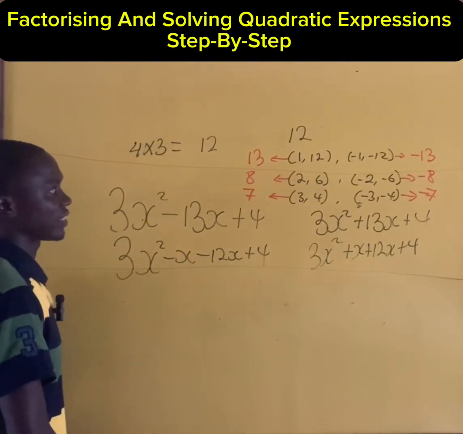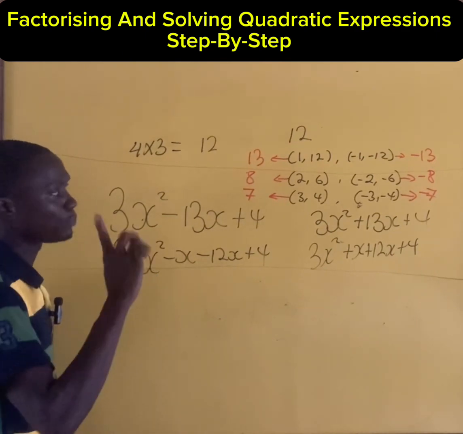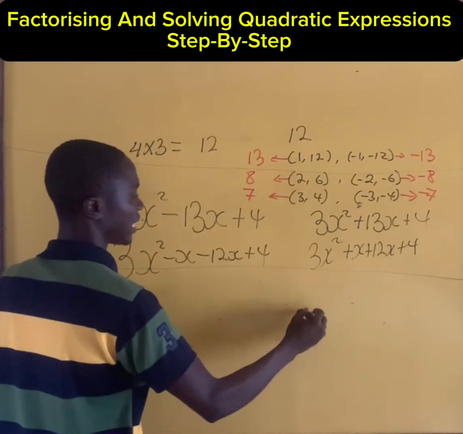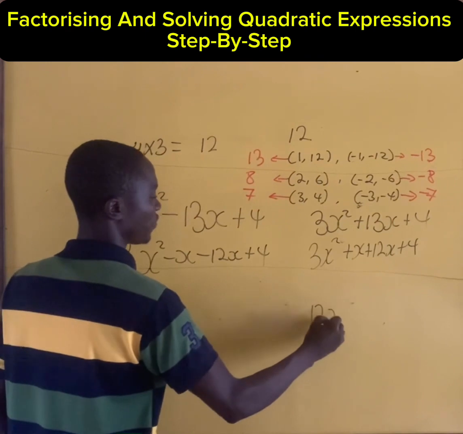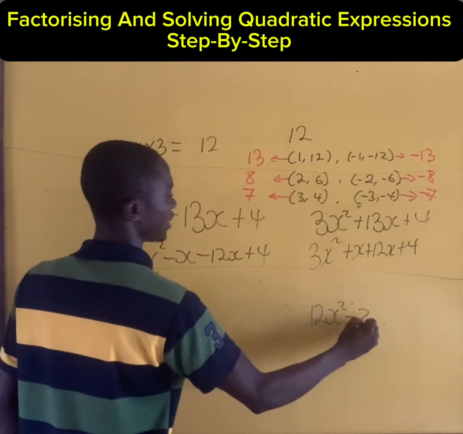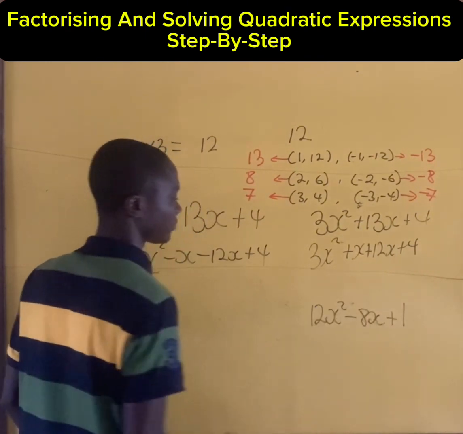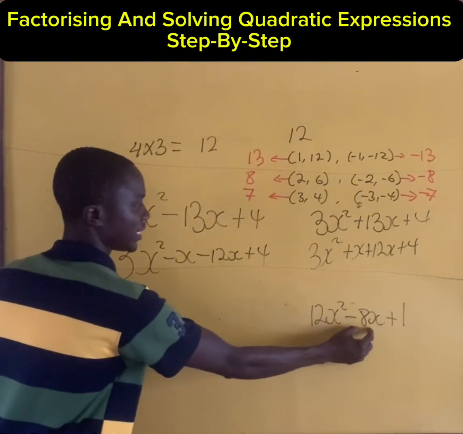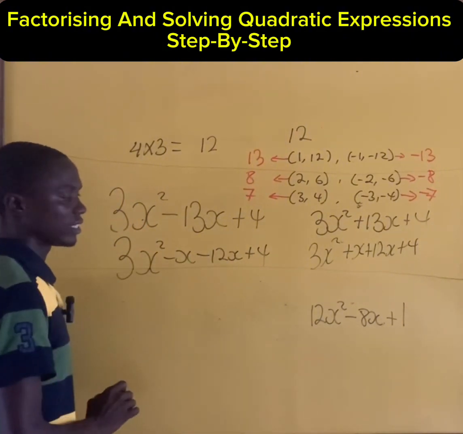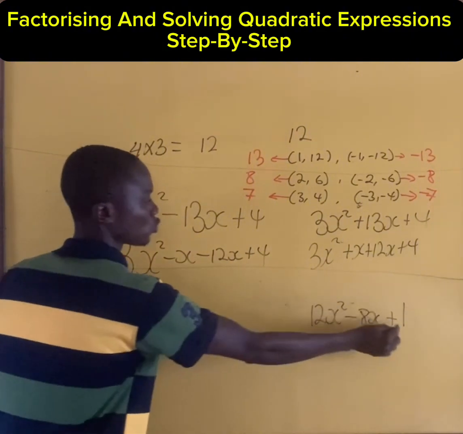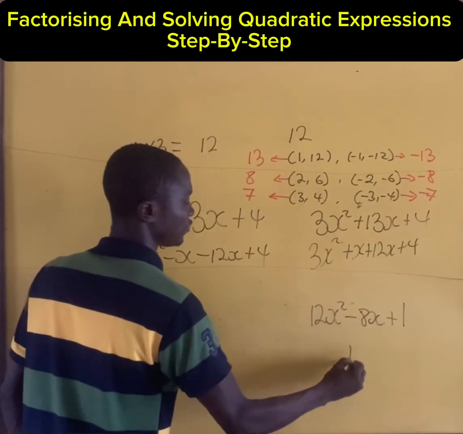It has left with the factorization. Now let us break this one. Let's say that I have 12x squared minus 8x plus 1. How do I break the middle term before we do the factorization? 12 times 1 is positive 12.